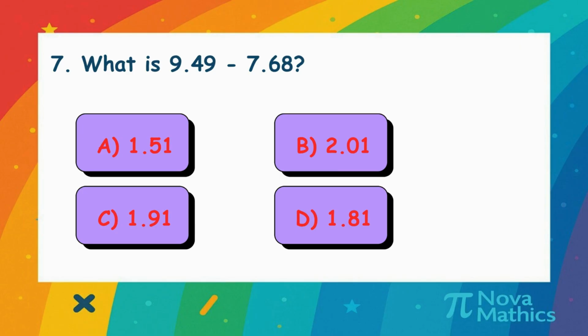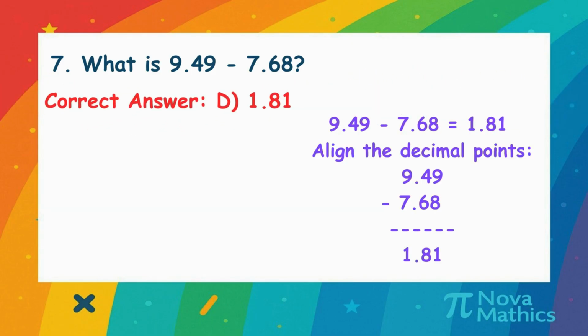7. What is 9.49 minus 7.68? Correct answer is 1.81. Perform subtraction column by column, starting from the right, and the result is 1.81.